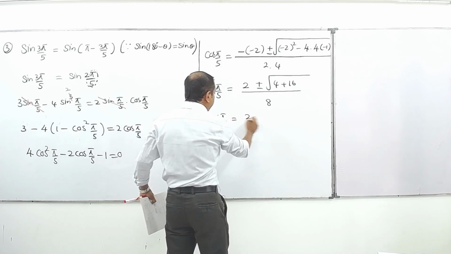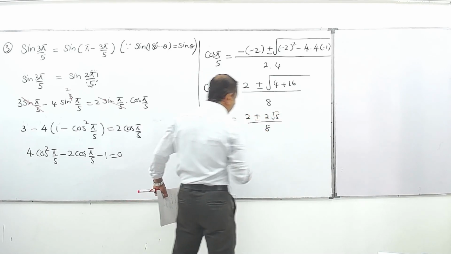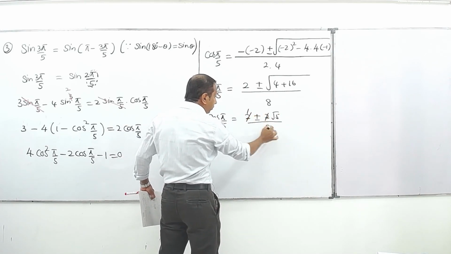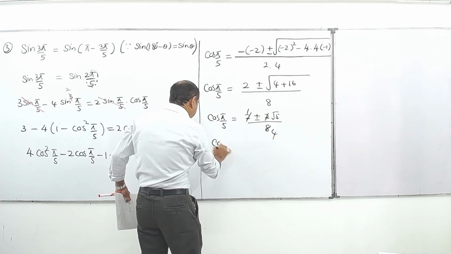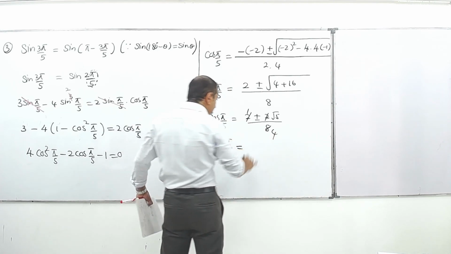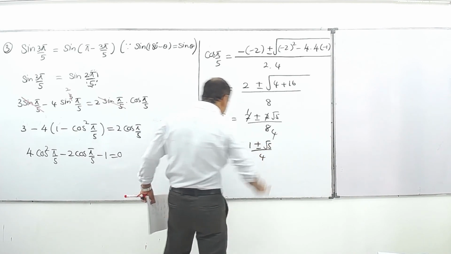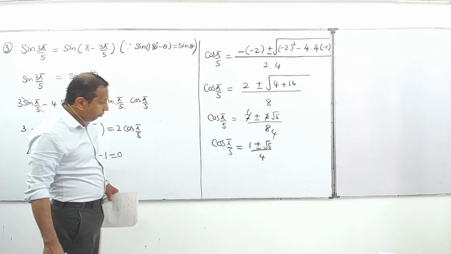This way. Cancel down by 2. We get cos pi by 5 equals 1 plus or minus root 5 by 4. Cos pi by 5. Right.